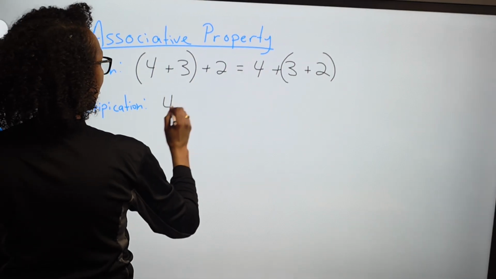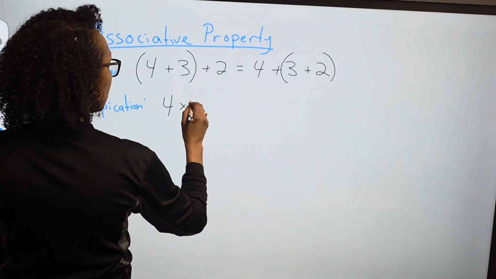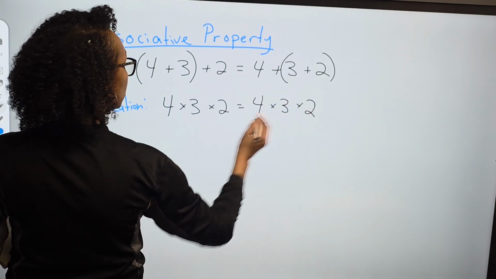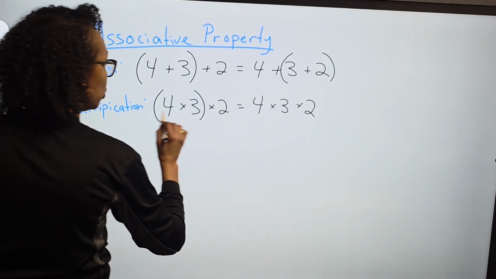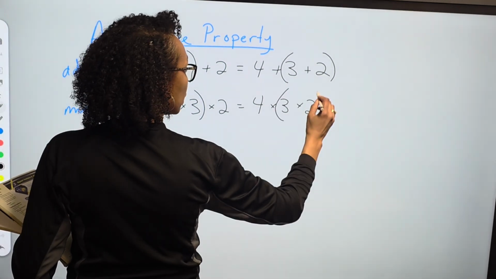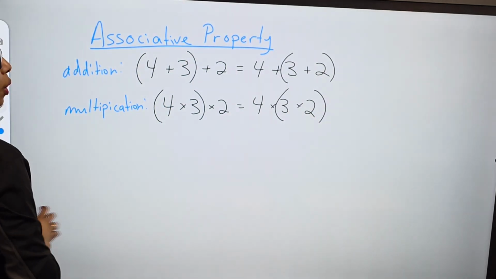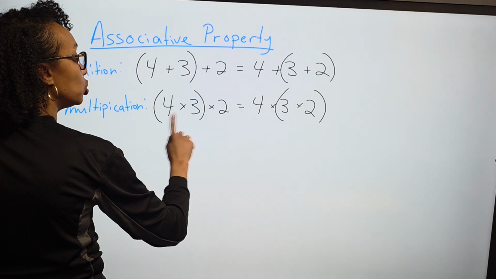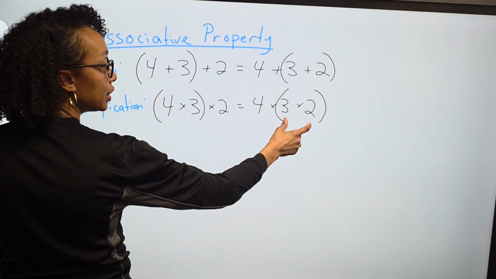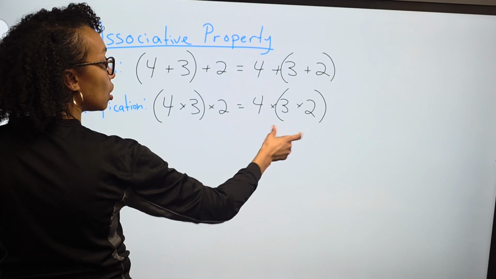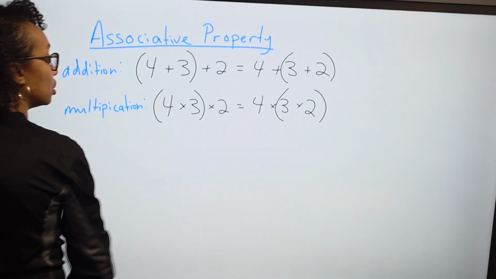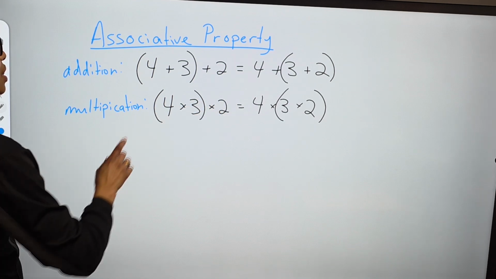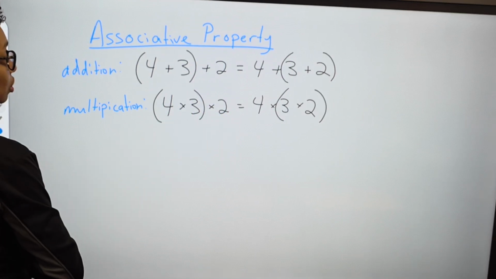Same idea, that if it's 4 times 3 times 2, that I can group together and do 4 times 3 first, or I can group and do 3 times 2 first, but we'll get the same answer either way. We can see 4 times 3 is 12, 12 times 2 is 24. Over here, 3 times 2 is 6, 6 times 4 is also 24. So we see we get the same answer on each side, no matter which order we do the work. Again, the numbers are the same, just the parentheses differ.